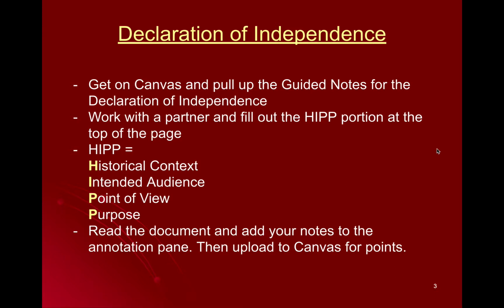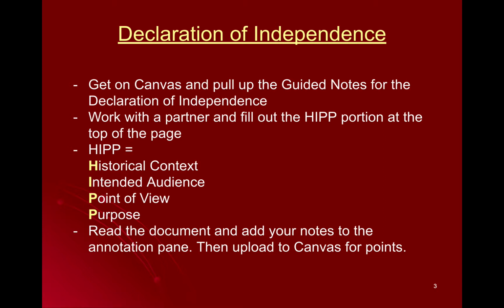HIP stands for Historical Context, Intended Audience, Point of View, and Purpose. It's important when you're reading a document, particularly one of historical significance, that we understand the context in which it was written, why it was written, and the effects of that particular document.